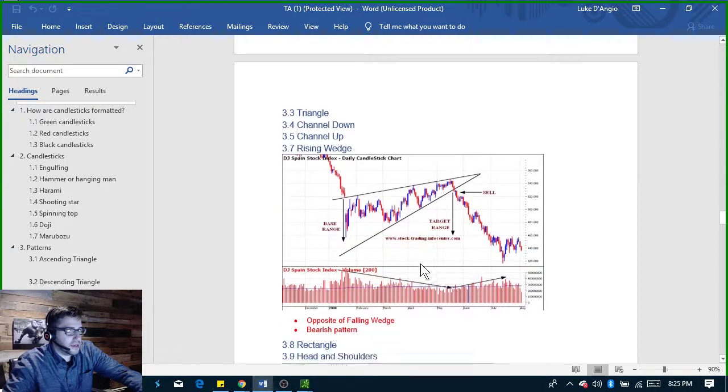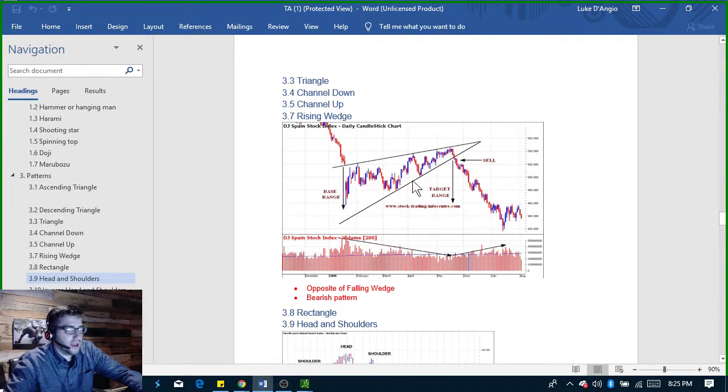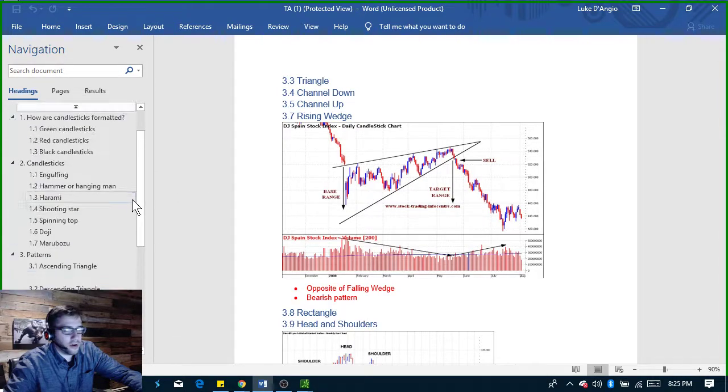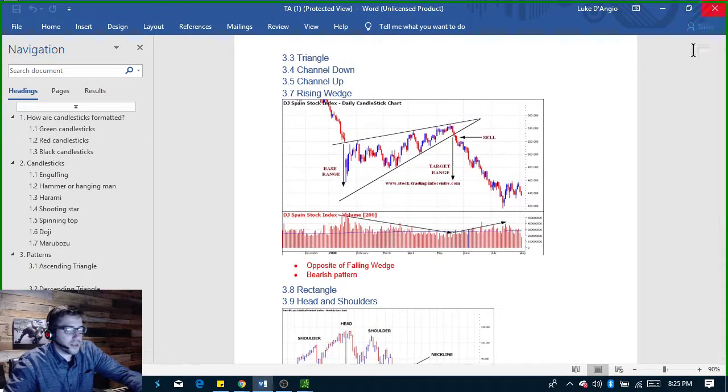All right, now this is an ascending wedge. This is one of my favorites to play. I love playing this on the S&P 500. S&P 500 always breaks out on a wedge. It always breaks out on a channel. Let's go ahead and take a look.